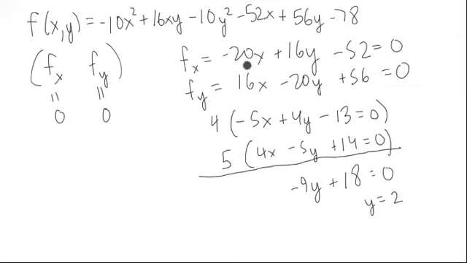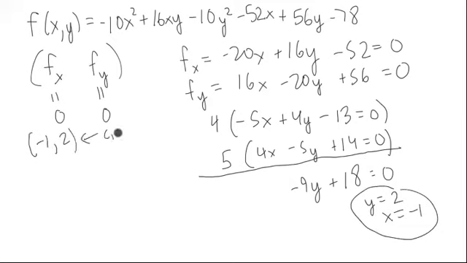Now, when y is equal to positive 2, I can put that in either one of these equations and see what results. I'll put it in this one. With y equal to 2, that'll be 56 minus 40, which will be positive 16. So it looks like x will have to be negative 1. That's the only critical point that I'm getting here. So I have x is negative 1 and y is 2. That's the critical point.